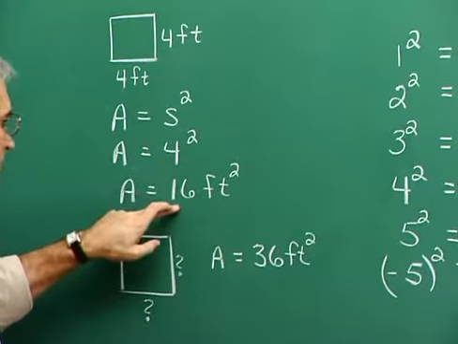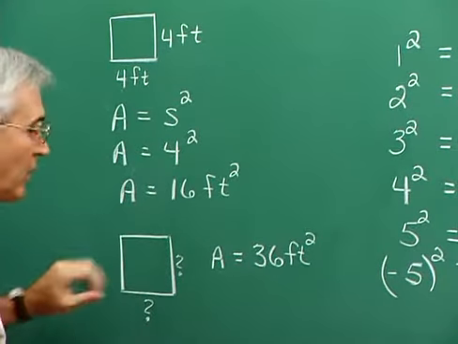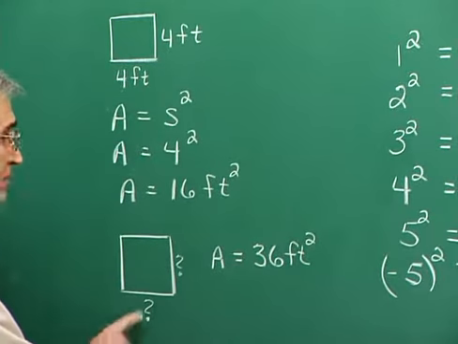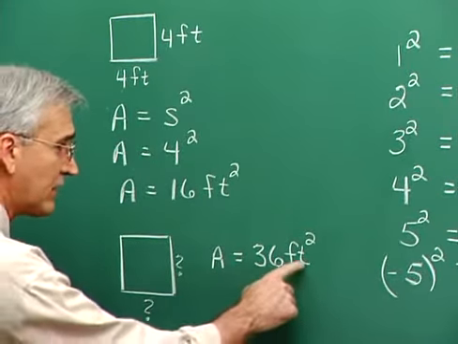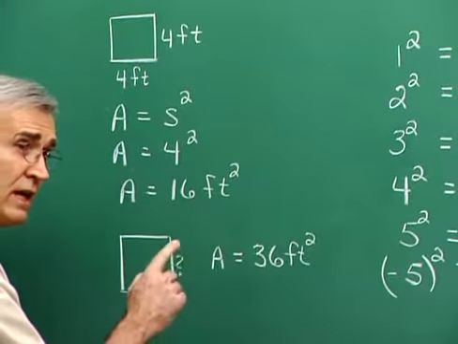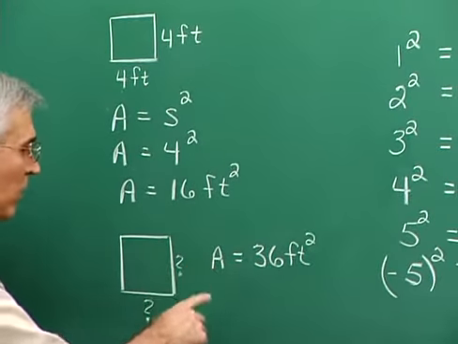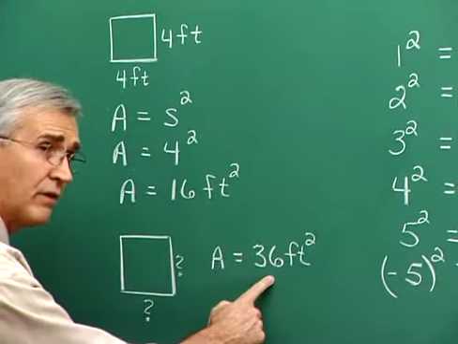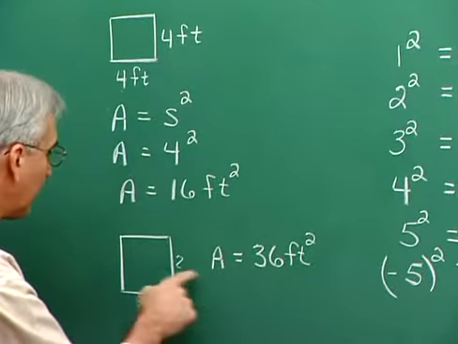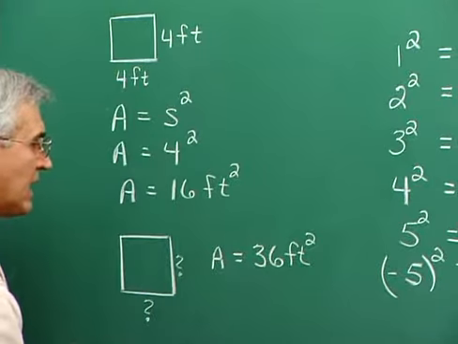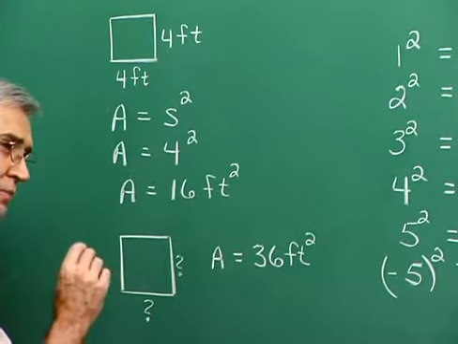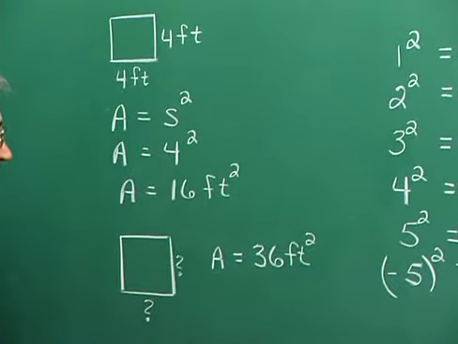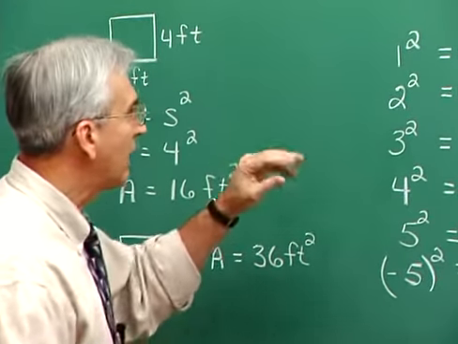4 squared is 16. Now, suppose we have another square, and we don't know the lengths of the sides, but we know that the area is 36 square feet. You see, is there some mechanism for us to discover what number squared will give 36? We can probably think about the number and think that it's got to be 6, in this particular case. But there must be a way mathematically for us to make that request, and that's what we're going to talk about.